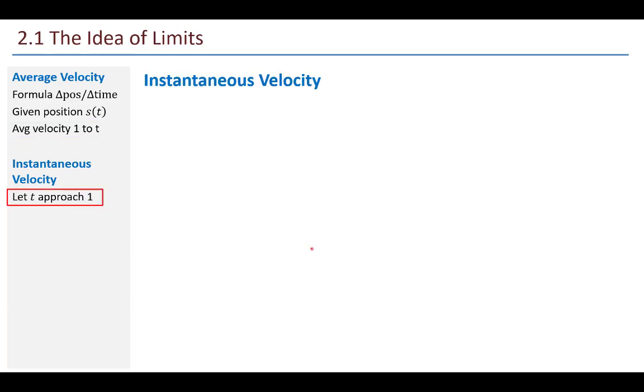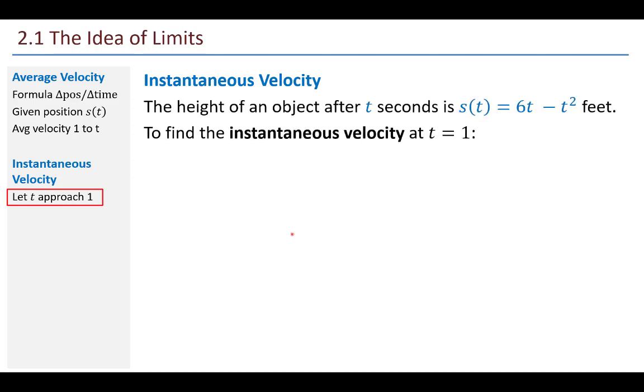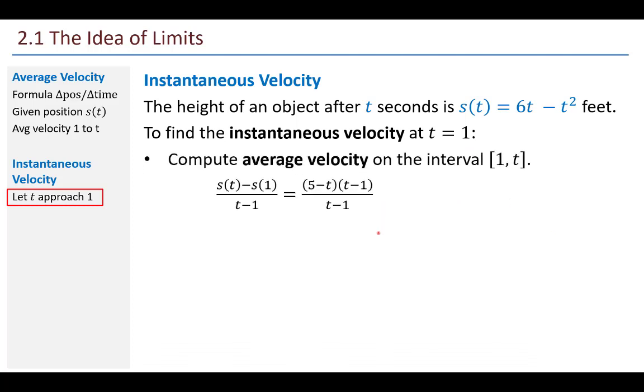So, instantaneous velocity. This is where calculus really begins. Let's continue our same example. The height of an object after t seconds is s of t equals 6t minus t squared feet. Here's how we find the instantaneous velocity at time t equals 1. First, compute the average velocity on the interval from 1 to t. Okay, so we did that and we get our expression there. I can compute the average velocity.